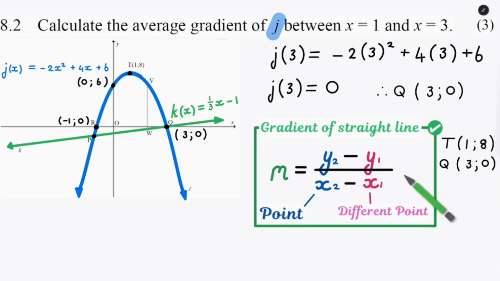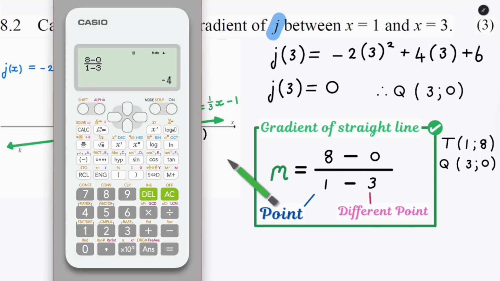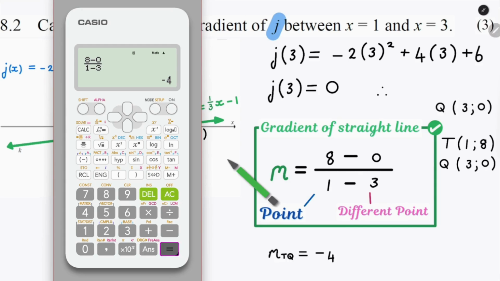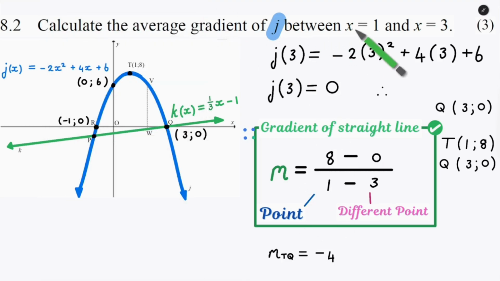I think I'll just put t in the blue guy's place. Just remember the y values go on top. I'll put q in the pink guy's place. And then ain't nobody got time for that, bro. That's going straight in the calculator, bro. So if we just slap it in there, it gives us -4. So the gradient, or the average gradient of our graph between x equals 1 and x equals 3 is -4. It's a straight line that's drawn through t and q.